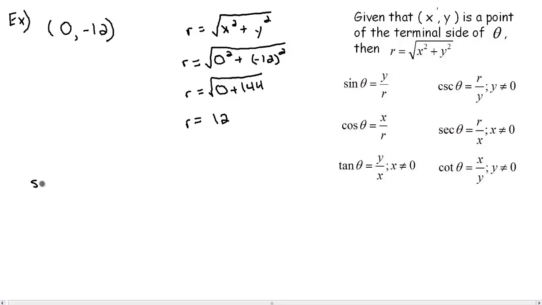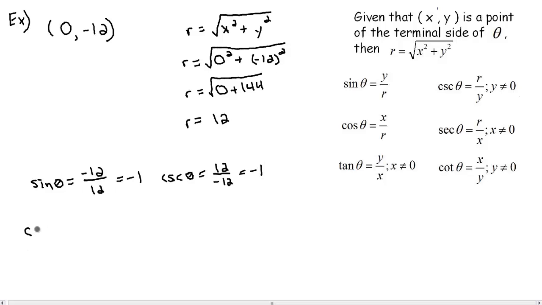We know that sine of theta is going to be y over r, so y is negative 12 divided by our r, which is 12. That reduces to be negative 1. And then the reciprocal function is cosecant of theta, so that's going to be r over y, so our r is positive 12 over our y, which is negative 12, and that reduces to be negative 1 as well.